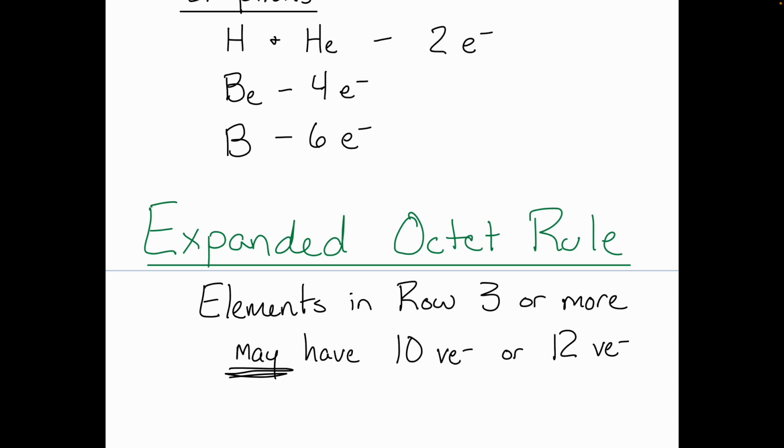A good example is sulfur. Sulfur lives in row 3 on the periodic table, so it can have one of these expanded octets. There are compounds where sulfur only has 8 electrons in its octet, or in its valence shell. There are other compounds where it has 10, and other compounds where it has 12, right? So it may have 10 or 12, as long as it's big enough, as long as it lives in row 3 or below.